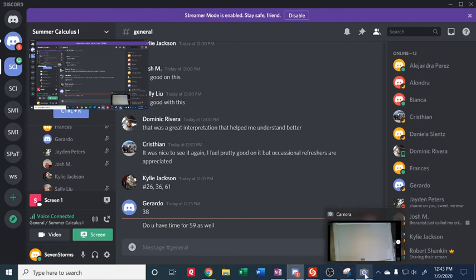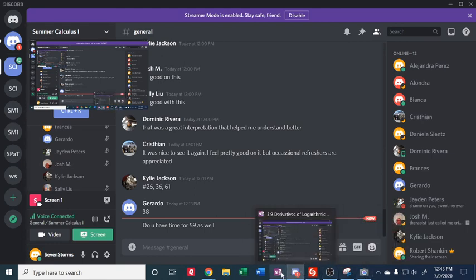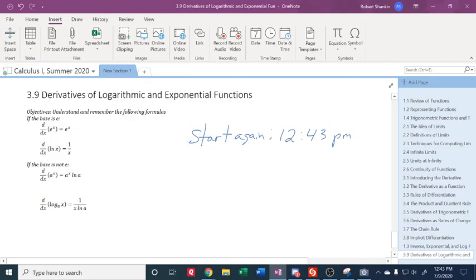All right, we will start again. 3.9, derivatives of logarithmic and exponential functions. So notice the first rule is something that we already know. The derivative of e to the x is e to the x. And I'm not going to spend any more time with that except to realize how this might have been first observed.